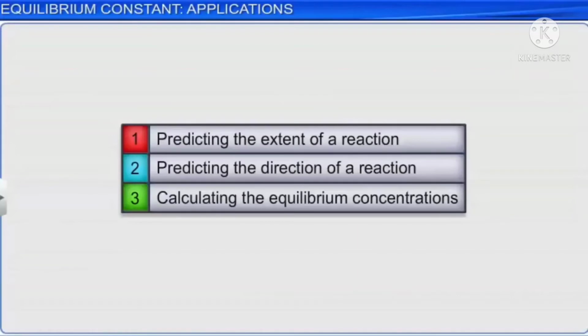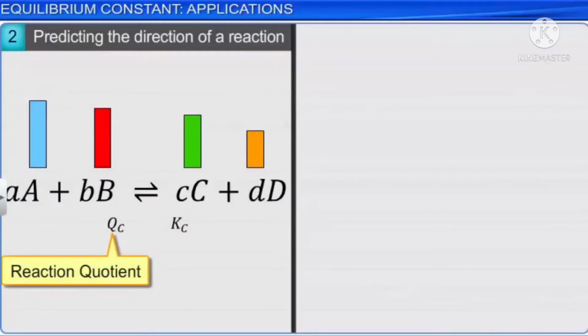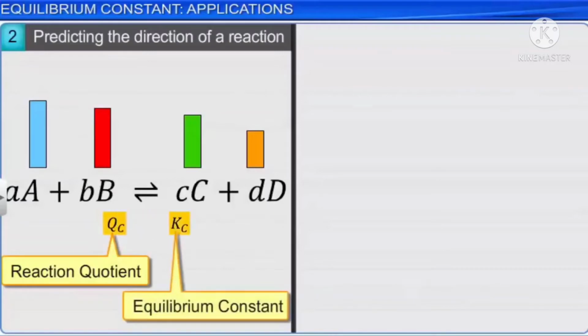Let us now look at how the equilibrium constant helps in predicting the direction of a reaction. This is done by comparing the reaction quotient Qc with the equilibrium constant Kc. So, for predicting the direction of a reaction, you also need to have knowledge of the reaction quotient. Let us first learn what the reaction quotient is.